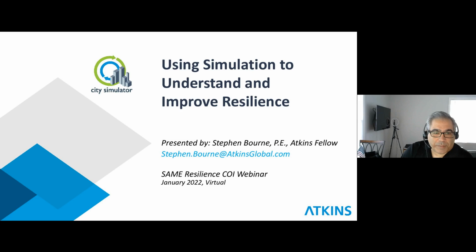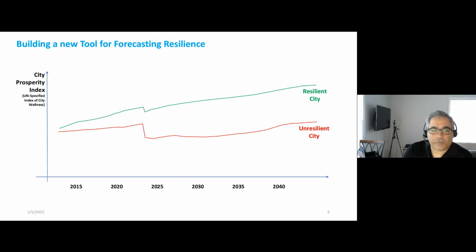Let's jump into the presentation. Using simulation to understand and improve resilience. Back in about 2012, Atkins did an initiative called future-proofing cities. Part of that initiative was to come up with tools to understand resilience and help our clients predict resilience, understand how they could improve resilience, and so on. And the City Simulator tool I'm going to present today is essentially what came out of that initiative.